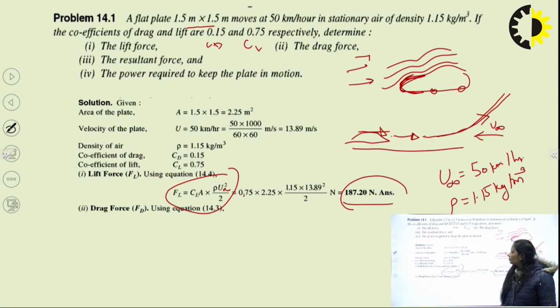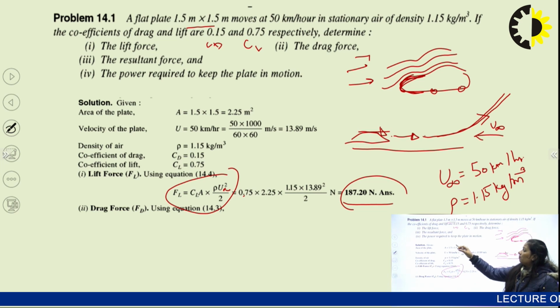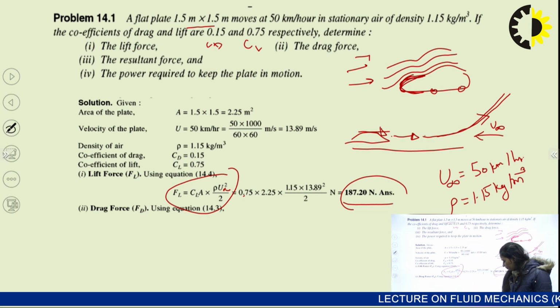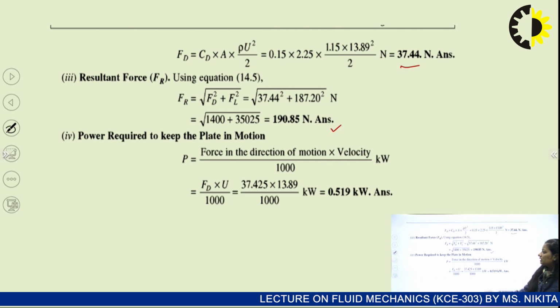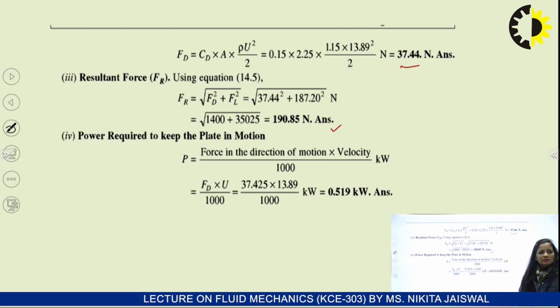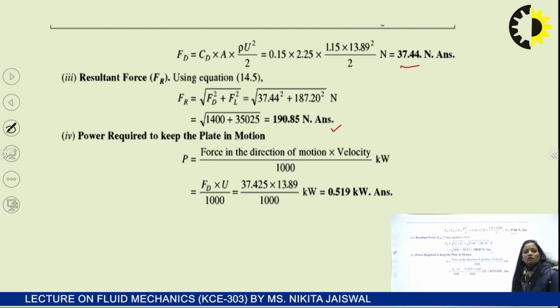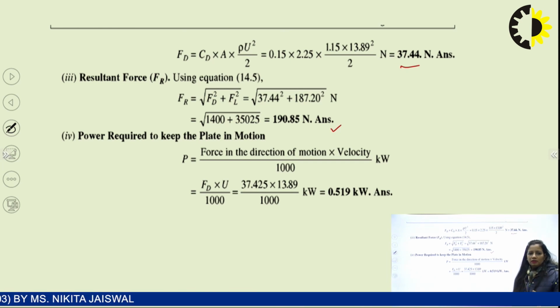Now the next point is the power required to keep the plate in motion. The formula is very simple: force in the direction of motion multiplied by velocity. When we divide it by 1000, you will get the answer in kilowatt.